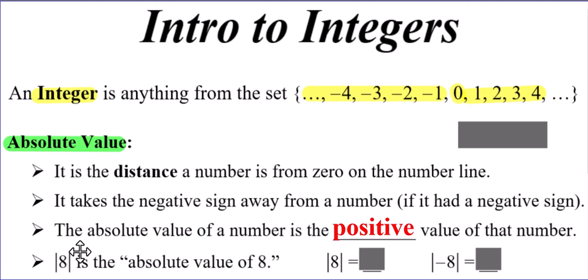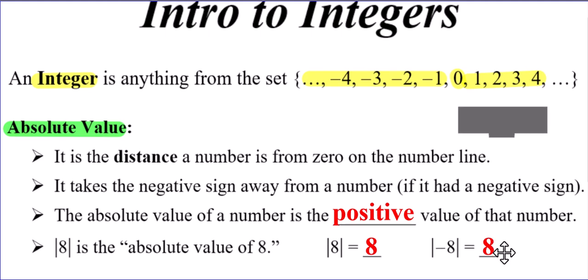All right, so for example, these bars here around the 8 is the way that we symbolize the absolute value of 8. So let's do these problems together. What would the absolute value of 8 equal? It would equal positive 8. What would the absolute value of negative 8 equal? It would equal positive 8. This is what absolute value does. It keeps the answer greater than or equal to 0, the positive value of that number.